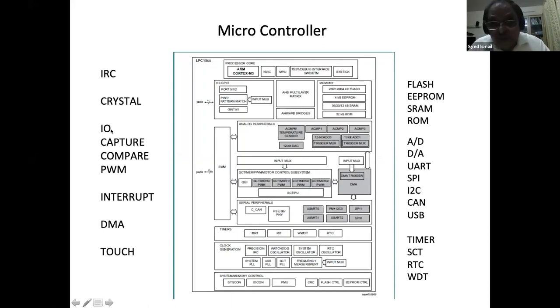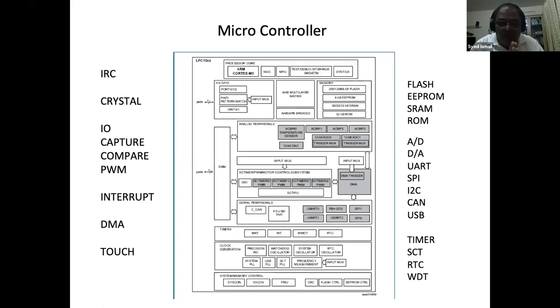Then we need a lot of inputs and outputs, depending on how many relays, how many pumps you want to start, how many sensors you want to connect, and how many switches you want, operating switch or not, that you require. Another important thing is the two facilities, capture and timer. You will see the details sometimes when you go for other applications.